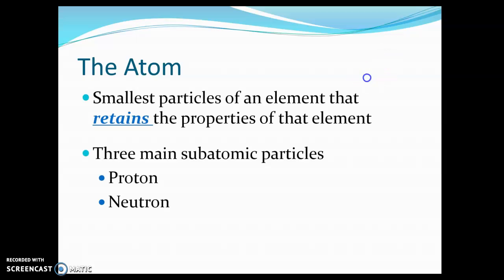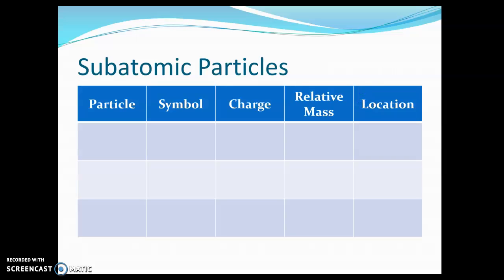All right, so the atom is, again, the smallest particle of an element that retains the properties of that element. There are three main subatomic particles: protons, neutrons, and electrons. You have this table in your notes. I want you to go ahead and fill it out.